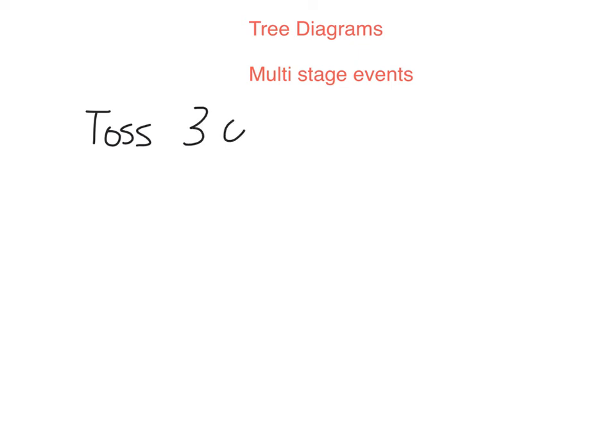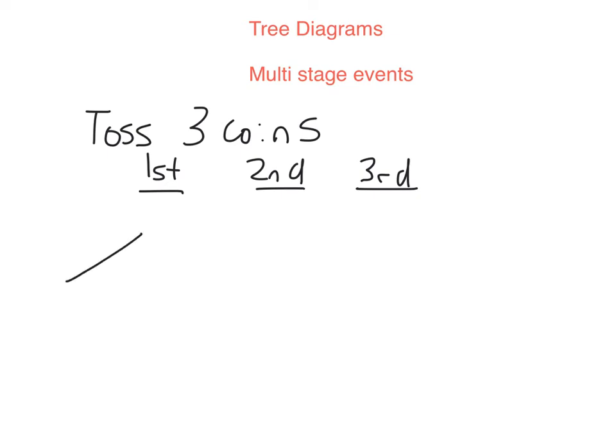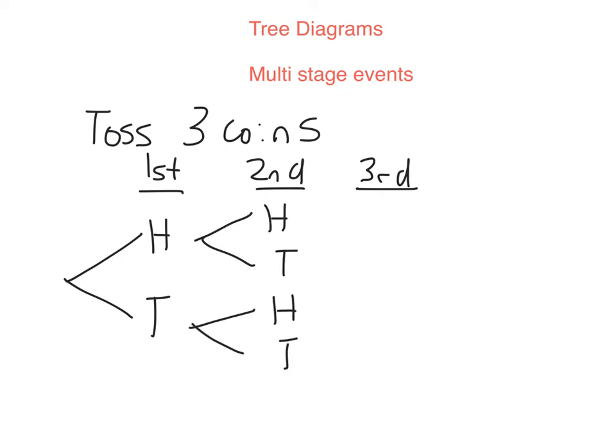I'll toss 3 coins. So each column of the tree diagram is a stage. So there's the first time I toss the coin, the second time I toss the coin, and the third time I toss the coin. Okay, so the first time I toss the coin, I can obviously get heads or tails. I'll just write H or T. Second time, I could get heads or tails. And the third time I toss the coin, I could get heads or tails.